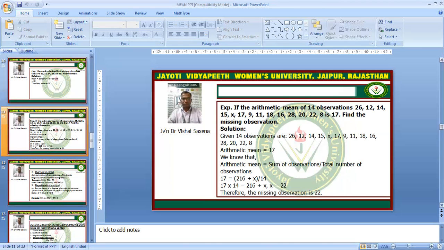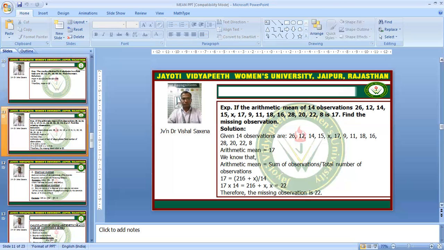So we are given the mean value as 17 and the total number of observations as 14, and we have the different data. 14 observations are given in this question. One value of the data is given as x, so it means x is an unknown value, and the question is to find the missing observation. So now we start to solve the question.